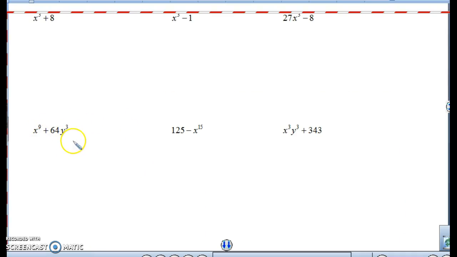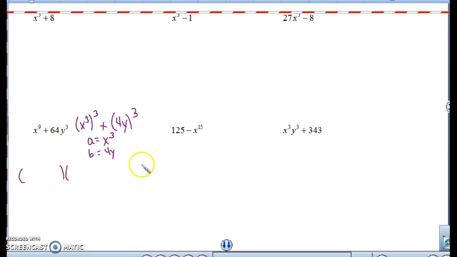x to the 9th plus 64y cubed. We know x to the 9th, written as a perfect cube, is x cubed, cubed. And then 64y cubed would be, well, the cube root of 64 is 4, so 4y quantity cubed. So that means that A is going to be x cubed and B is going to be 4y. All right, so let's do our pattern here.